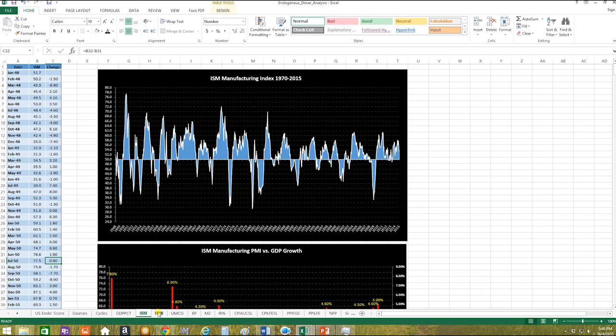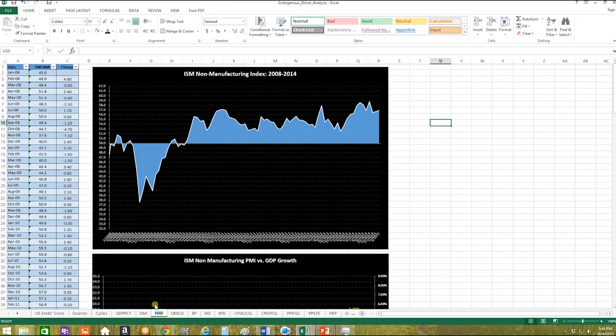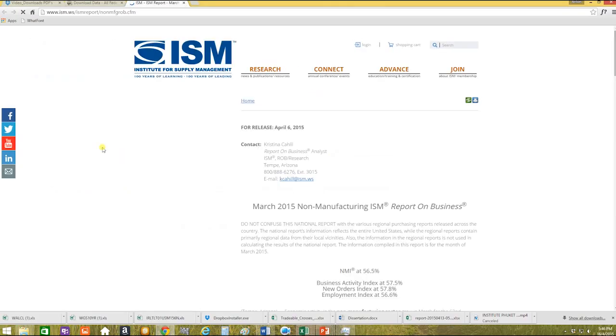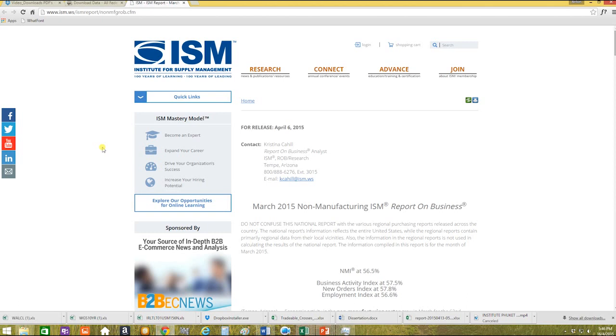What we're doing is we're going into our NMI sheet at the bottom here, the non-manufacturing sheet, and we do pretty much exactly the same analysis with the non-manufacturing index as we did with the ISM manufacturing index. Now, if you recall, we have our sources over here, and our business sentiment for the non-manufacturing index, the NMI, is exactly the same source, the ISM website. And we go here, we find our NMI page, and we just follow the links to look for the download.